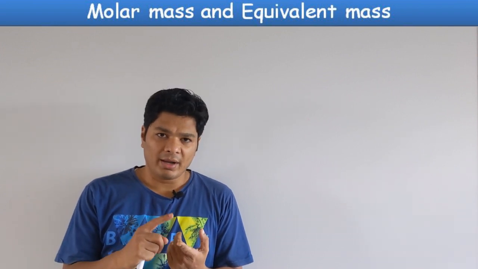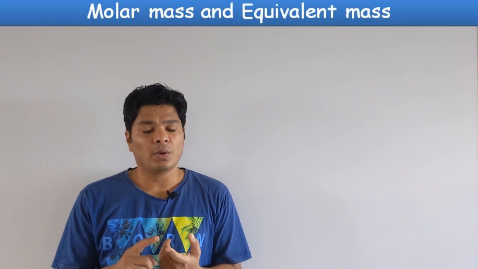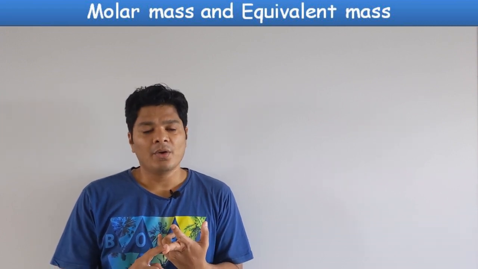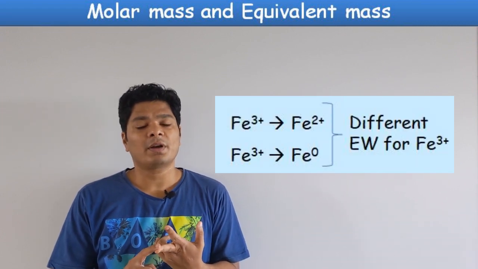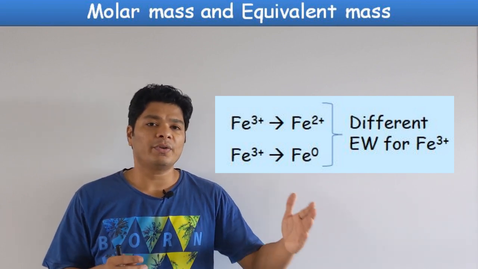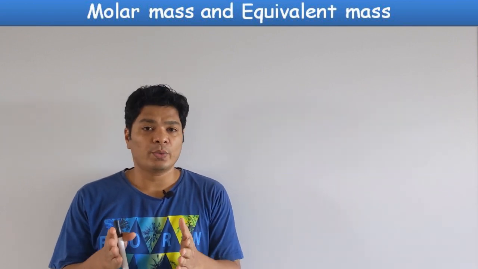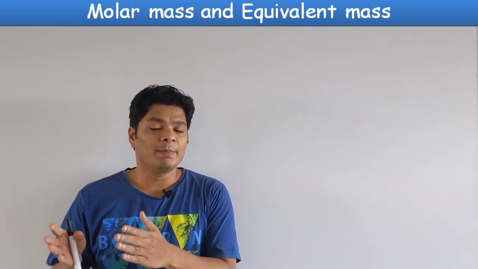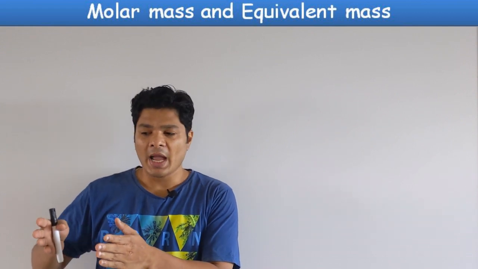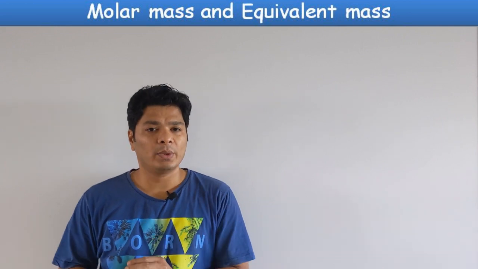The equivalent weight for a given atom can be different in different scenarios, depending on who it's combining with and what redox reaction is happening. For example, Fe3+ can have an equivalent weight that is different in two different reactions. It may go to Fe2+ or it may go to Fe0. So equivalent mass is not fixed, whereas molar mass is pretty much fixed, because you have defined the number of atoms in a mole or molecules in a mole. Equivalent mass will change.